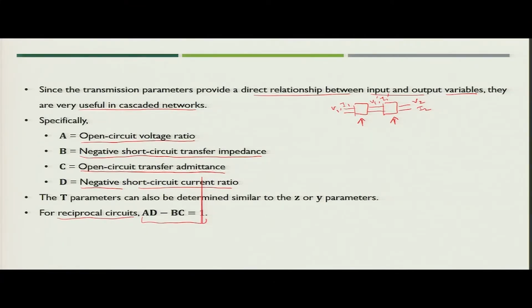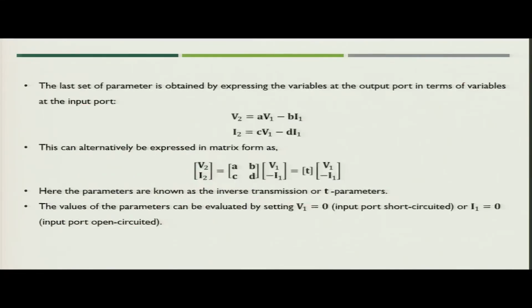Now, how will we determine the values of ABCD? We will determine the values of ABCD similar to what we did in the case of Z, Y, or H and G parameters. That means we will first open circuit the output port, and then we will short circuit the output port and find out the values of the ABCD parameters.